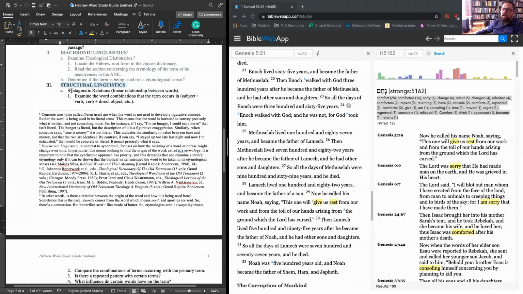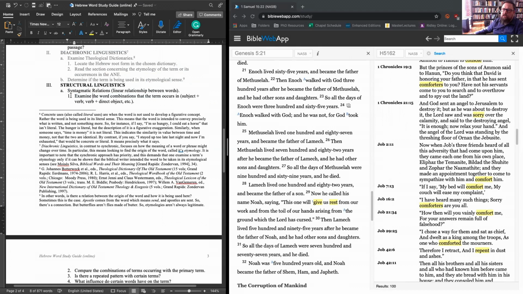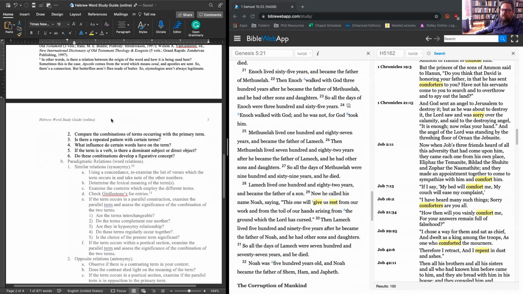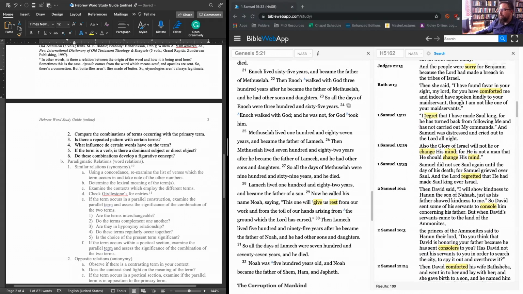Structural linguistics, syntagmatic relationships. This pertains to syntax. This is basically how words are used together. And so what I want you to do here, just briefly, and you don't have to do this for every single occurrence, right? That would take an insane amount of time. You just need to do it with the word in our passage. Examine the word combinations the term occurs in. Is there a particular pattern of subject and verb and direct object, etc.? And so what we want to see is, if we were doing nacham, I regret that I have made Saul king.